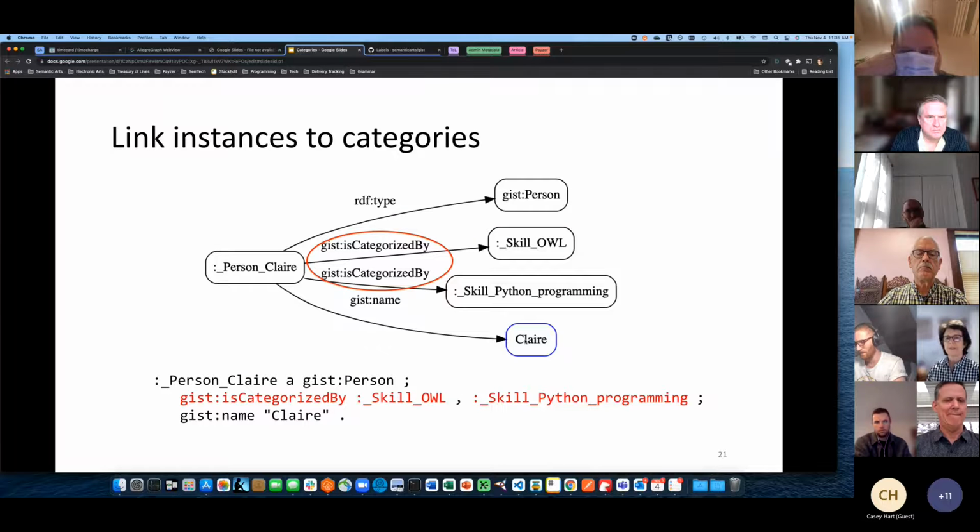So then what do I do with it? I can link instances, data instances, to these categories. And the fundamental property that GIST gives us to do that is categorized by. So I can say this person is categorized by this skill and that skill.